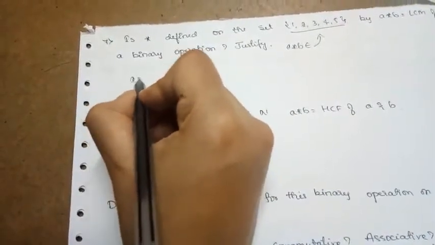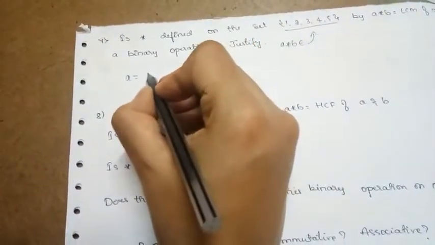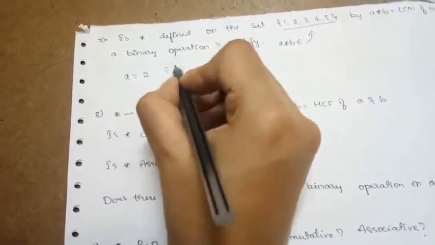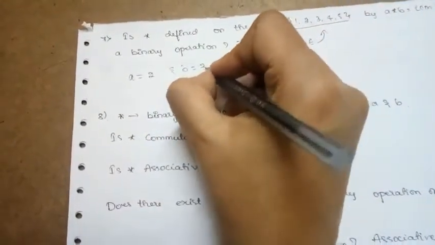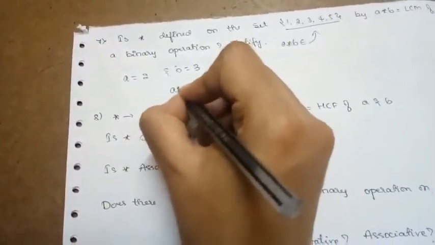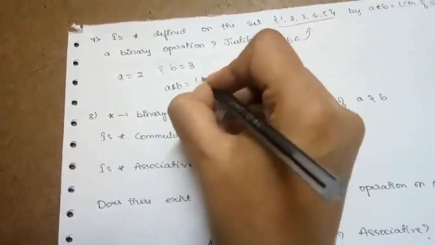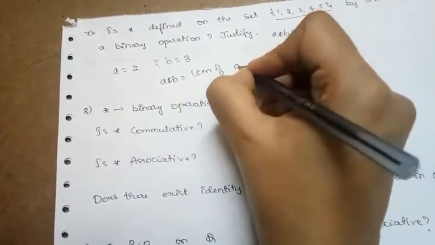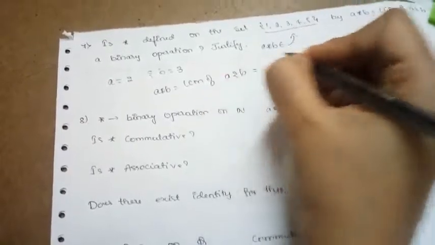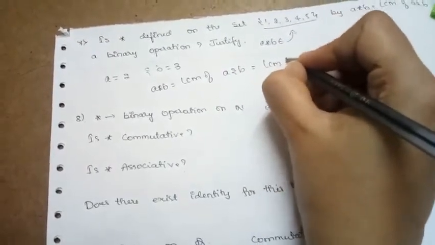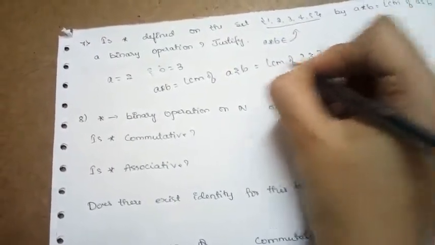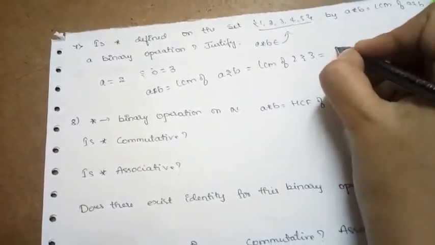Suppose I take the value of A as 2 and the value of B as 3. Then what is A star B? It is LCM of A and B. According to the definition, here A is 2 and B is 3. What is the LCM of 2 and 3? It is 6.